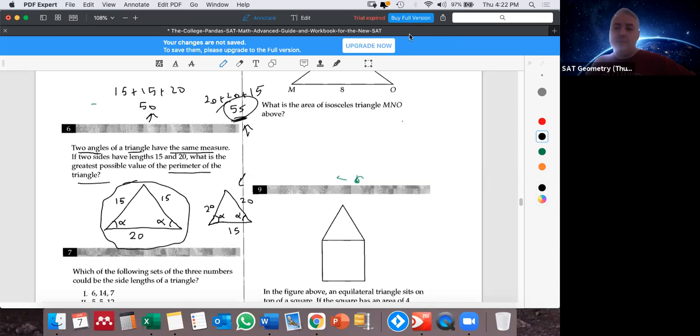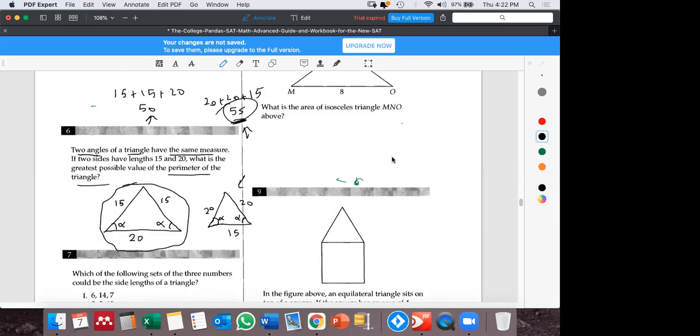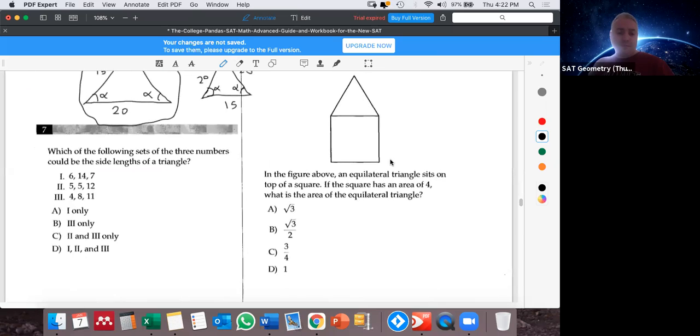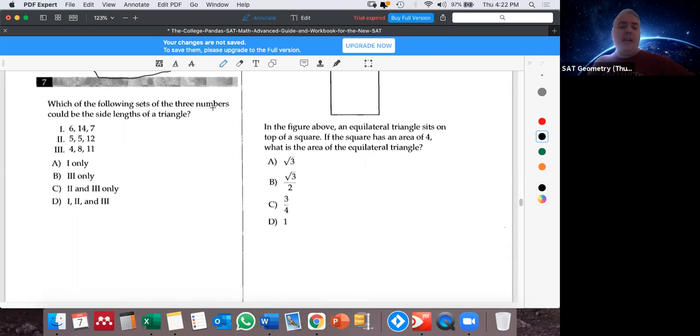Is it okay? Is it okay, guys? Yes. Okay. Now, question number 7. Which of the following sets of the three numbers could be the side lengths of a triangle? Oh my God, same thing what we did. So you can put it 6, 14, and 7 and try.